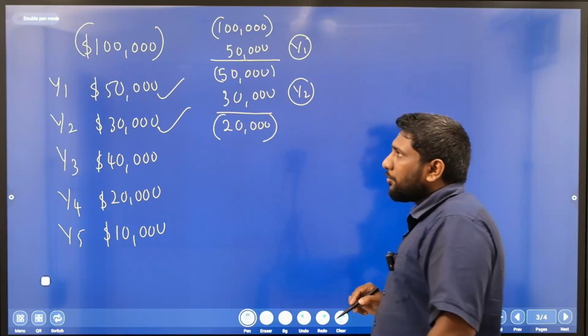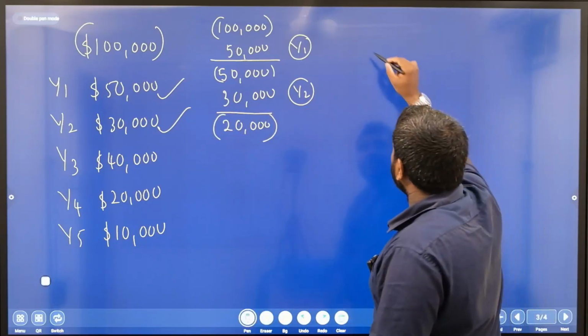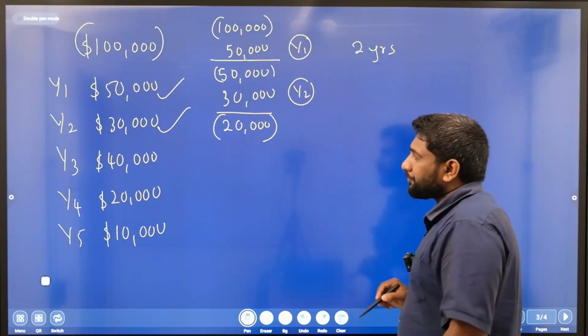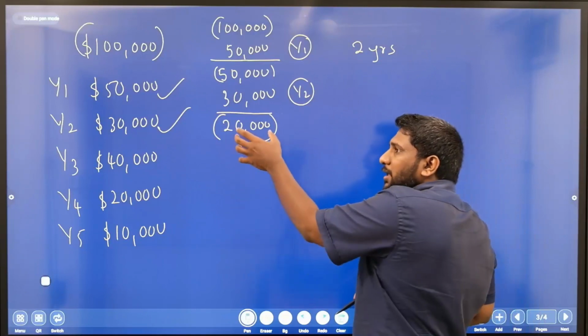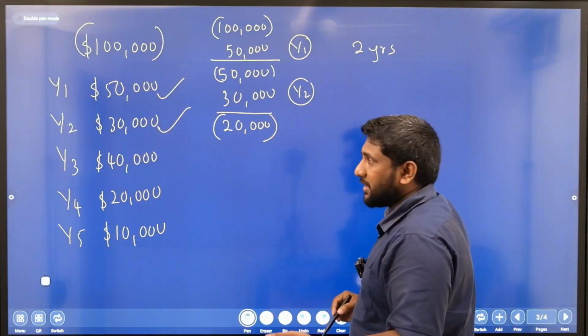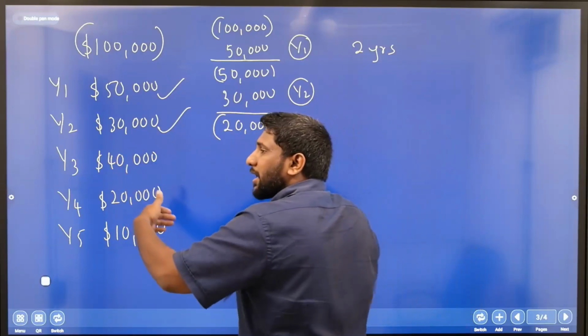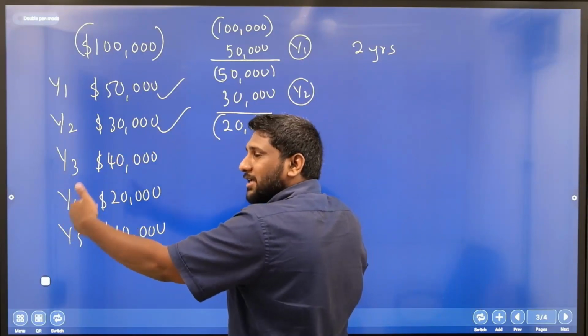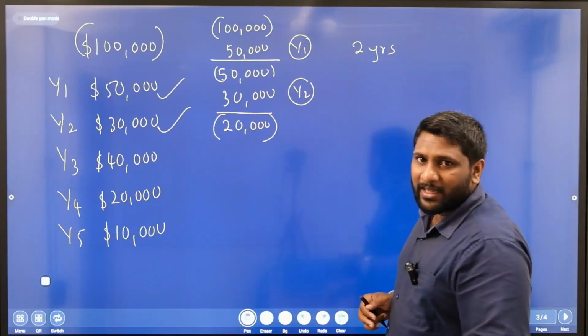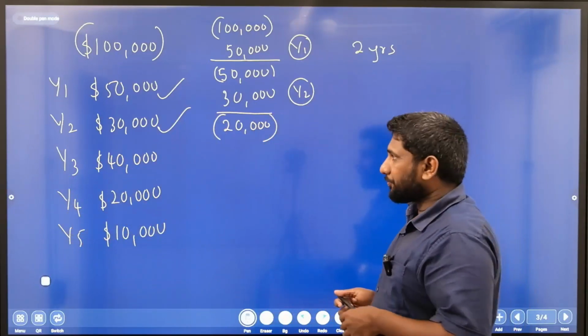Then how many years are gone? 2 years are gone. You have to recover another 20,000 from next year's 40,000. So you know it is pretty simple. 40,000 is the cash flow that you are expecting for a year. That means for 12 months. To recover 20,000, how long will it take? Only 6 months, if not half a year.